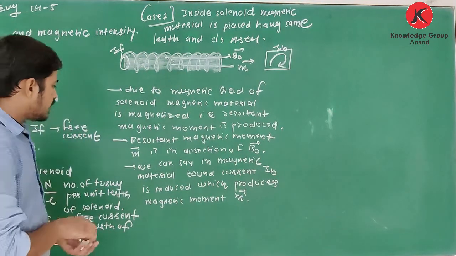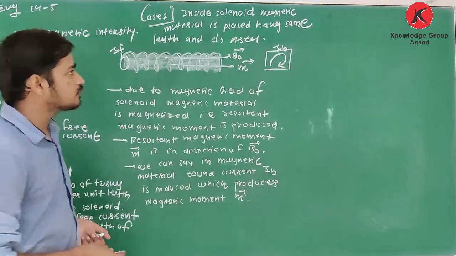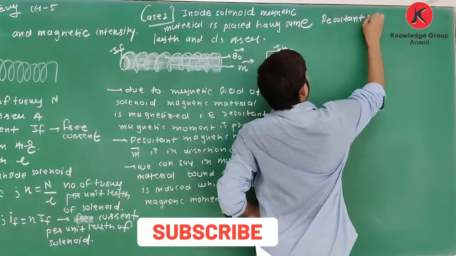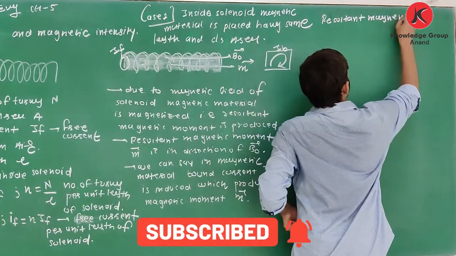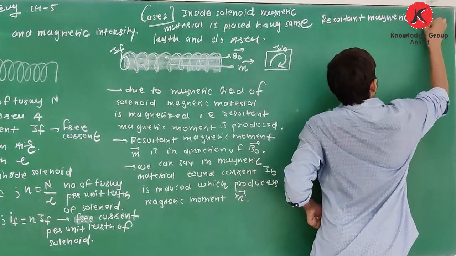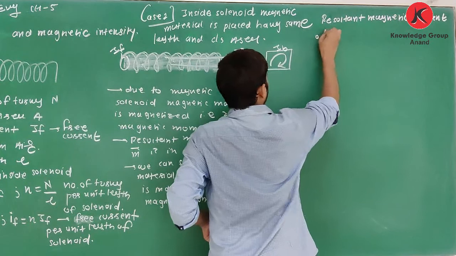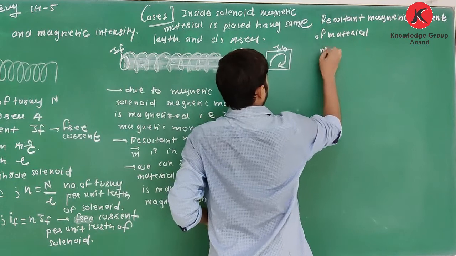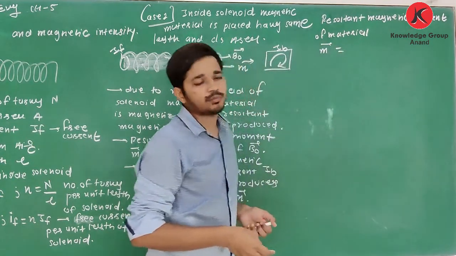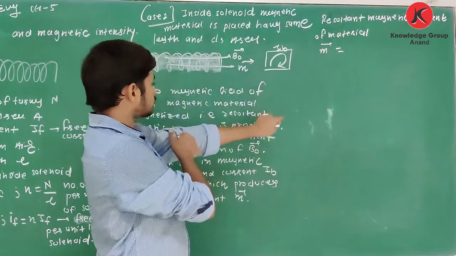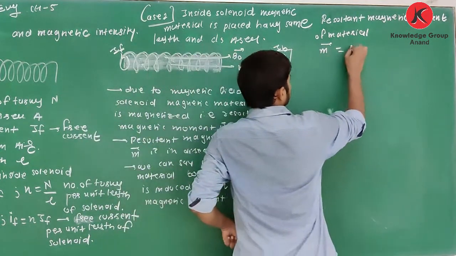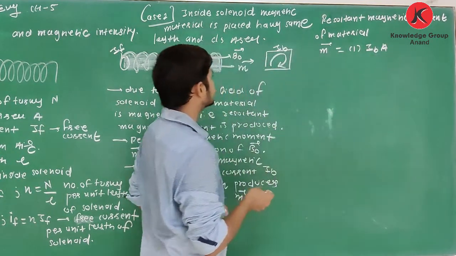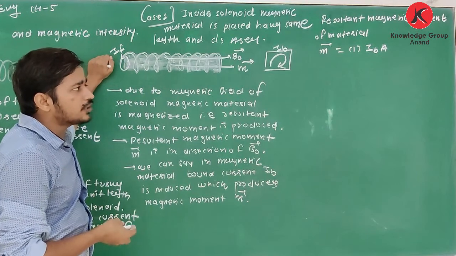Now this resultant magnetic moment is M. What is the magnetic moment of the material? The equation of magnetic moment is M equal to NIA. In the magnetic material, only one current loop will be formed, so N is 1. I is IB, and A, the cross section, is the same as that of the solenoid. So M is equal to IB into A.